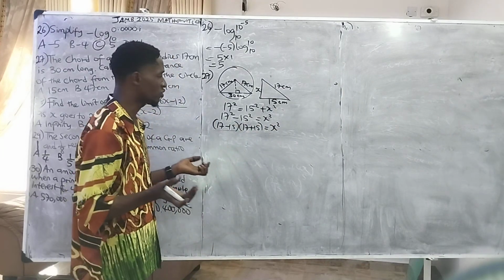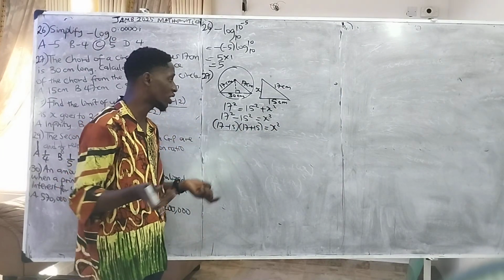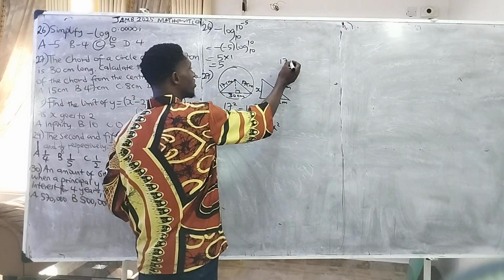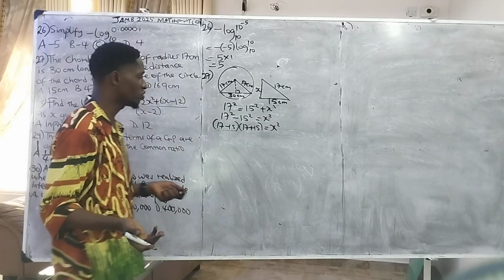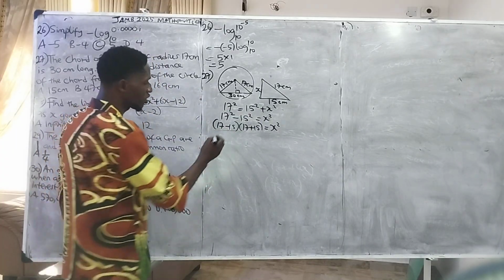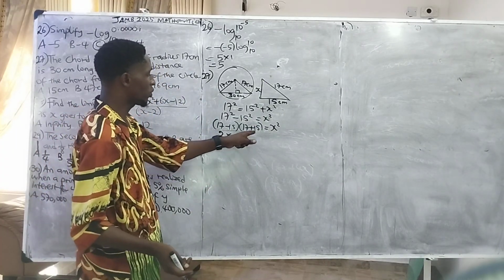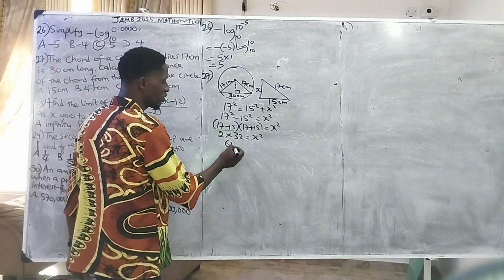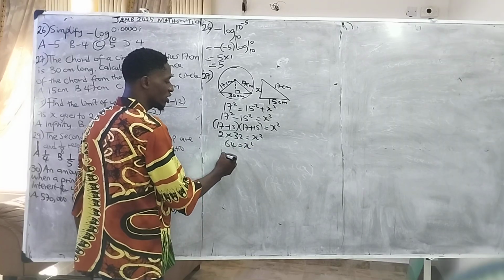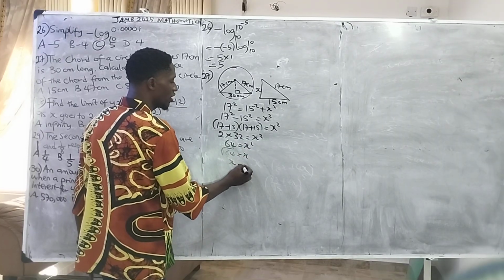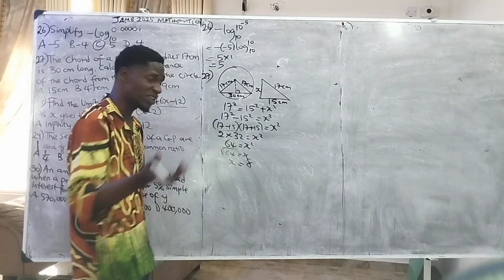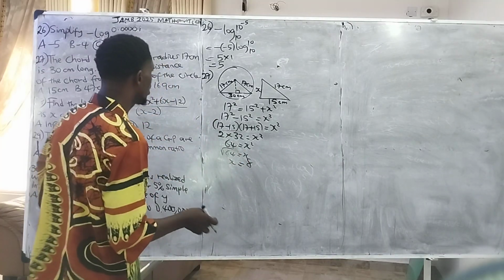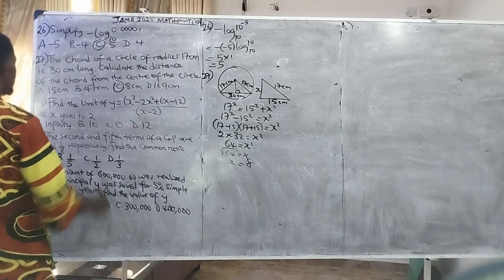You can see I'm not using a calculator to show you that it's possible to get your answer without operating with your calculator. You can decide to say 17 times 17, depending on what you want to do. So 17 minus 15 gives me 2, times 17 plus 15 gives me 32, is equal to x squared. 2 times 32 is 64, equal to x squared. When square goes here, it is square root. So my x is the square root of 64, which is 8. You can see how I solved this without even pressing my calculator. So the answer is 8 cm.